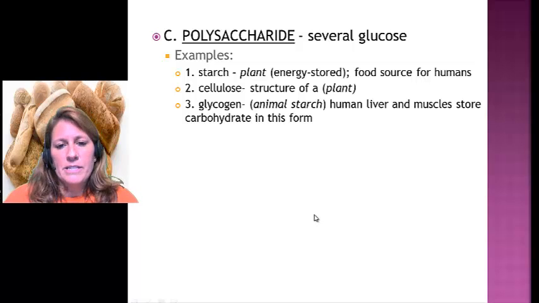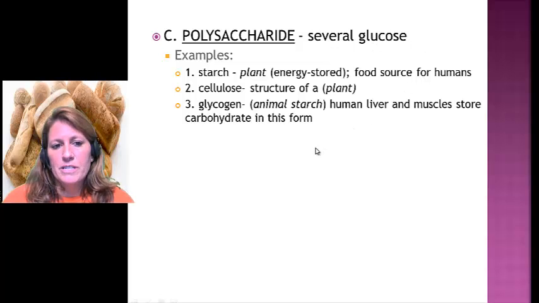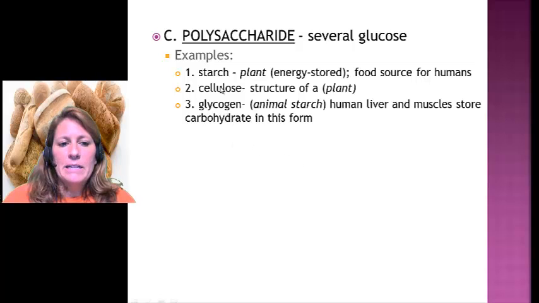Now let's look at polysaccharide. Now this is a building of several glucose molecules together. So 3, 4, etc. And there are 3 main types: starch, cellulose, that's not cellulite, okay, cellulose, ose is a sugar, we're still in carbohydrates, and glycogen. Now it's where you find them.